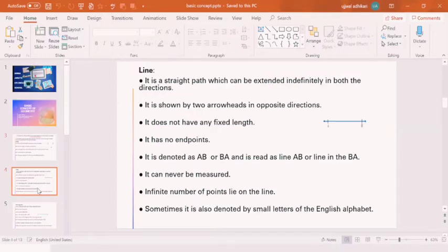Next, line. Line is the straight path which can be extended indefinitely in both directions. Line भनेको एउटा straight path हो, एउटा बाटो हो, which may extend towards both directions. It may extend in both directions. And a line can be shown by two arrowheads in opposite directions.